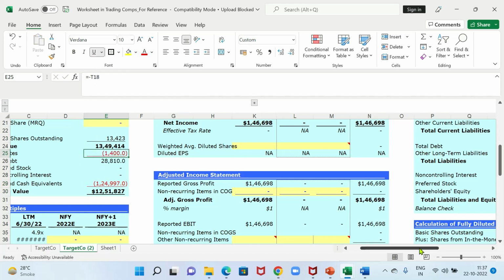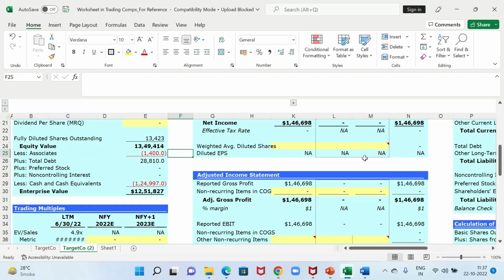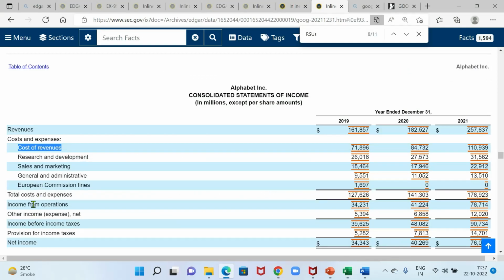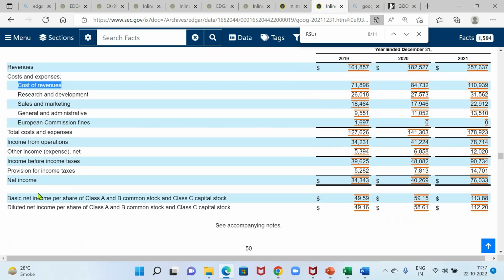and I have to show this in negative, as well as associates in negative. Similarly, SG&A and all these numbers I will put in, right? This is a no-brainer. You can just directly copy these things. I'm just telling you the concept.